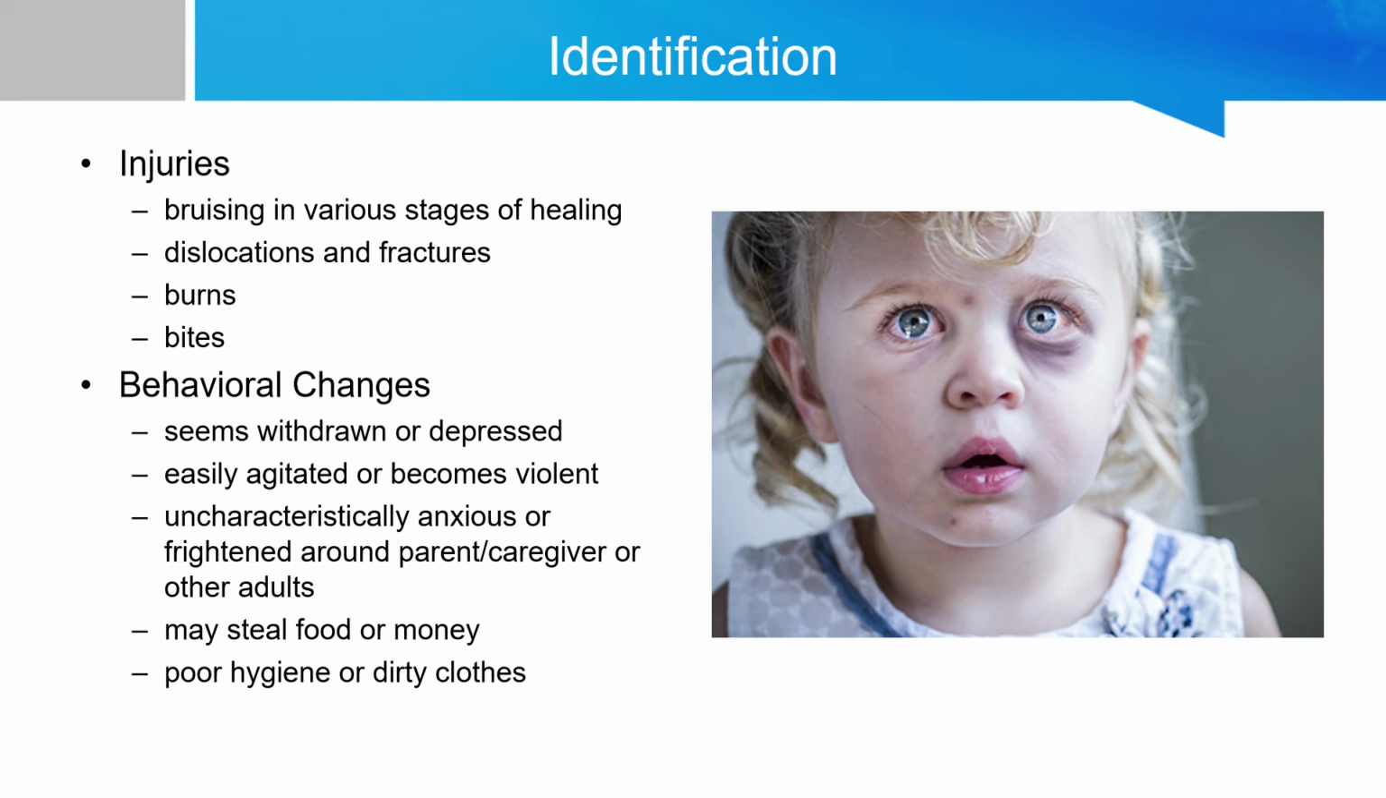For children that may be possibly being neglected, they may steal food or money. This could take place in a school setting. If the child is not having enough to eat at home, they may resort to stealing food or stealing money to purchase food to take care of themselves. But they also may have poor hygiene or dirty clothes that they are wearing to school. This may be accompanied by an odor that indicates that they are not showering, bathing, or performing personal hygiene.